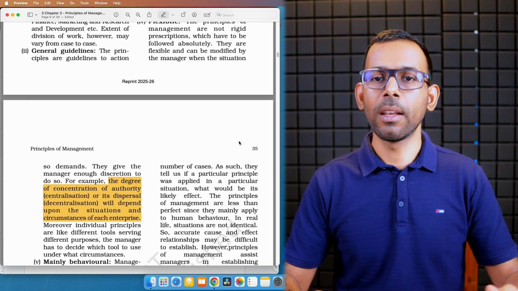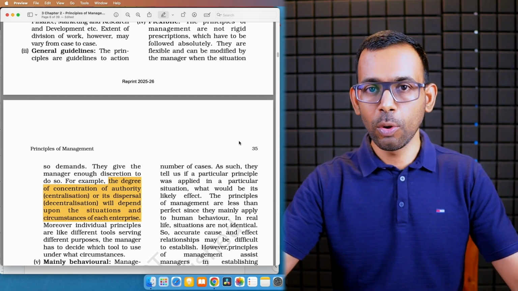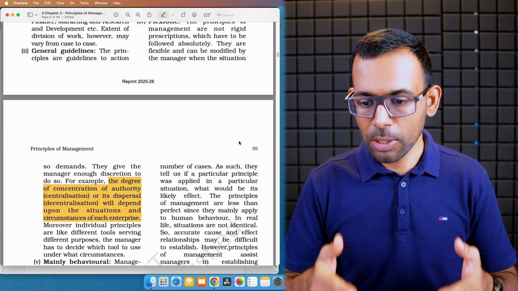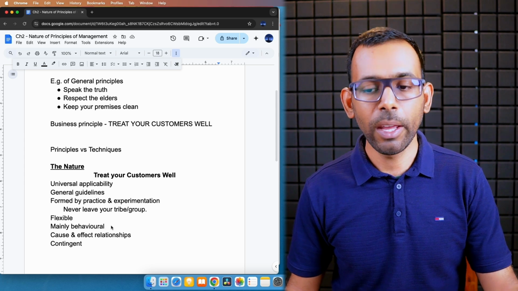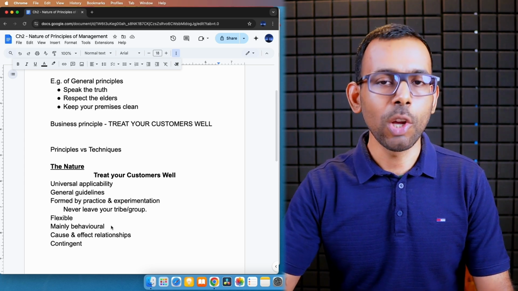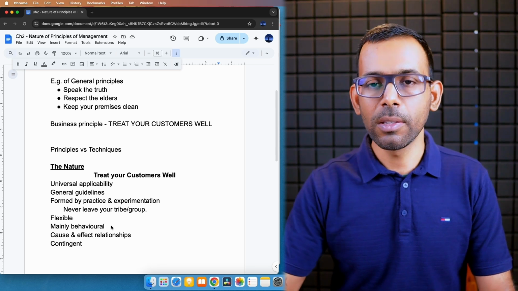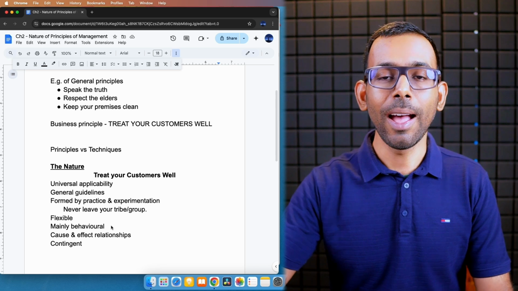So this is decentralization. Now, how much you outsource the control to others and how much you keep within yourself is a matter of each company's personal decision. Then the next nature is mainly behavioral. Principles are not just theoretical statements or feel-good statements. Principles are general guidelines, but what do they guide you into?